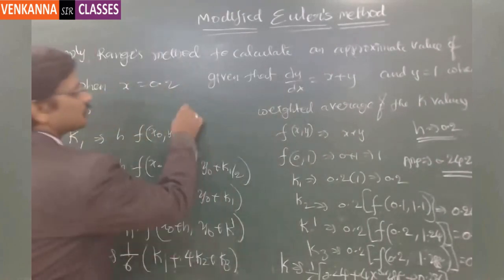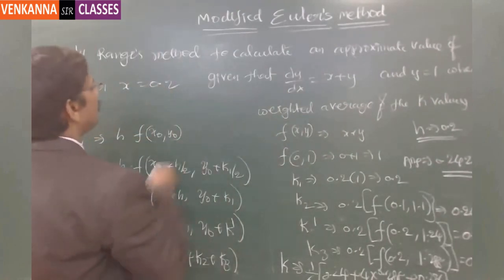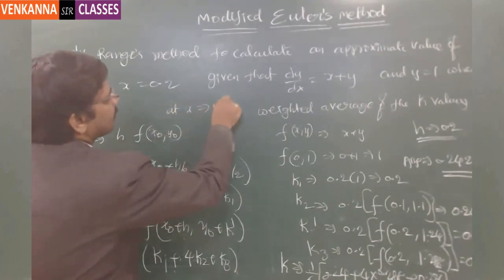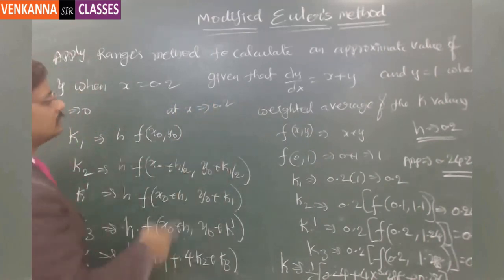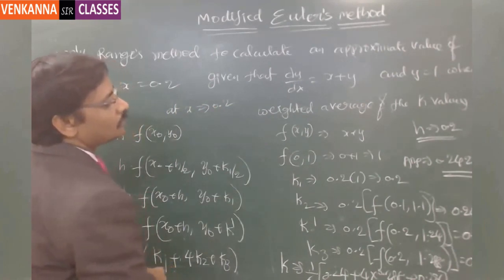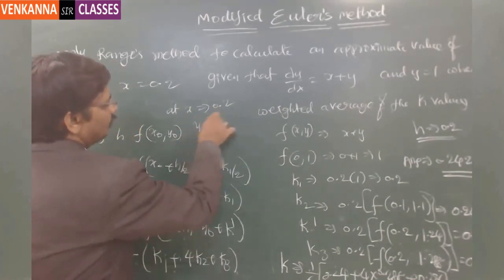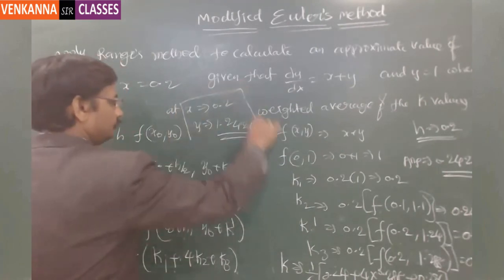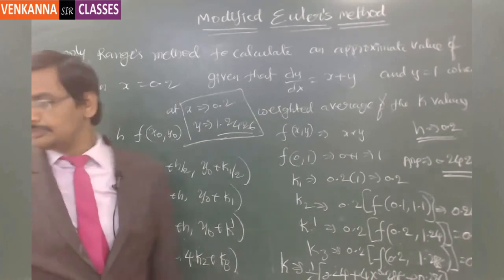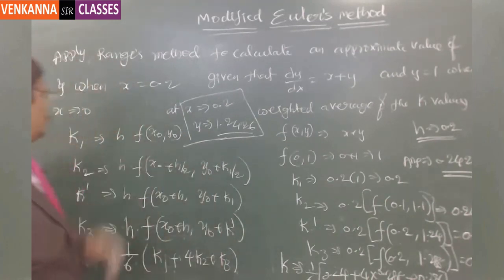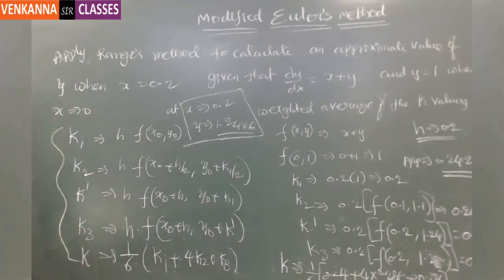But when we want to state the value of the function at x equal to 0.2, the y value is going to be the initial value 1 plus the final calculated value 0.2426. So y is equal to 1.2426. So this is the y value. Got it? Any questions on this? The only thing is you need to remember this formula. That is very important.